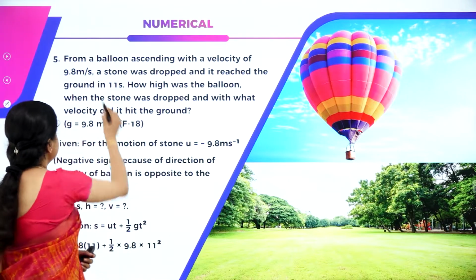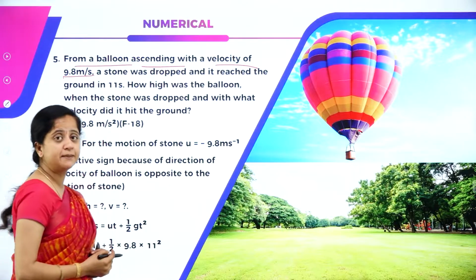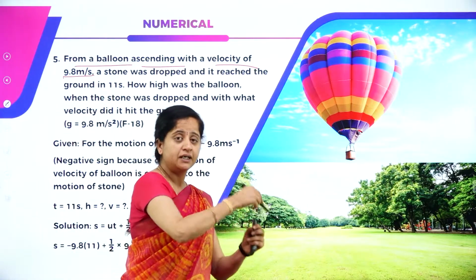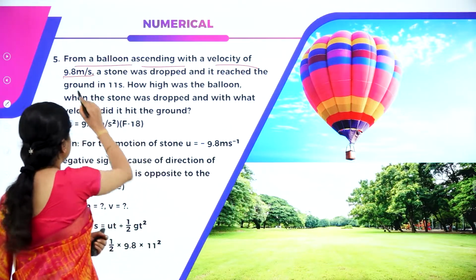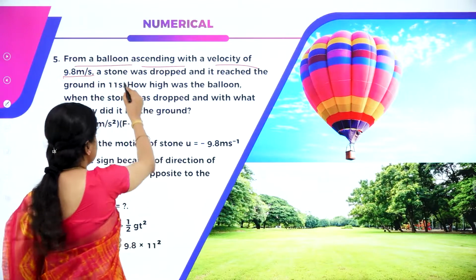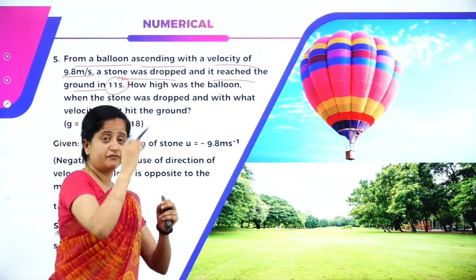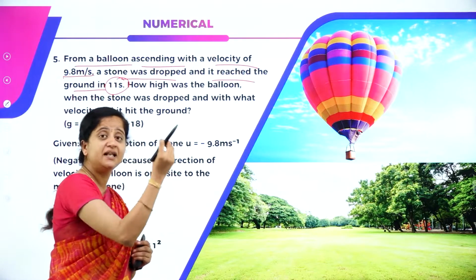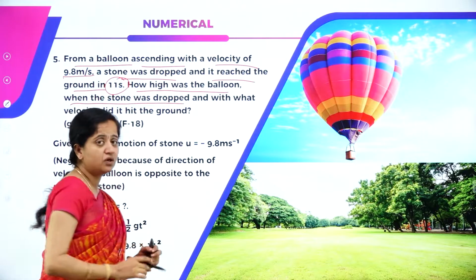The first problem is, from a balloon which is ascending with a velocity of 9.8 meter per second. For example, consider this is the balloon. It is ascending, which means it is moving upwards with the velocity of 9.8 meter per second. A stone was dropped and it reached the ground in 11 seconds. So, from the balloon, the stone was dropped and it reached the ground in 11 seconds. So, how high was the balloon when the stone was dropped?